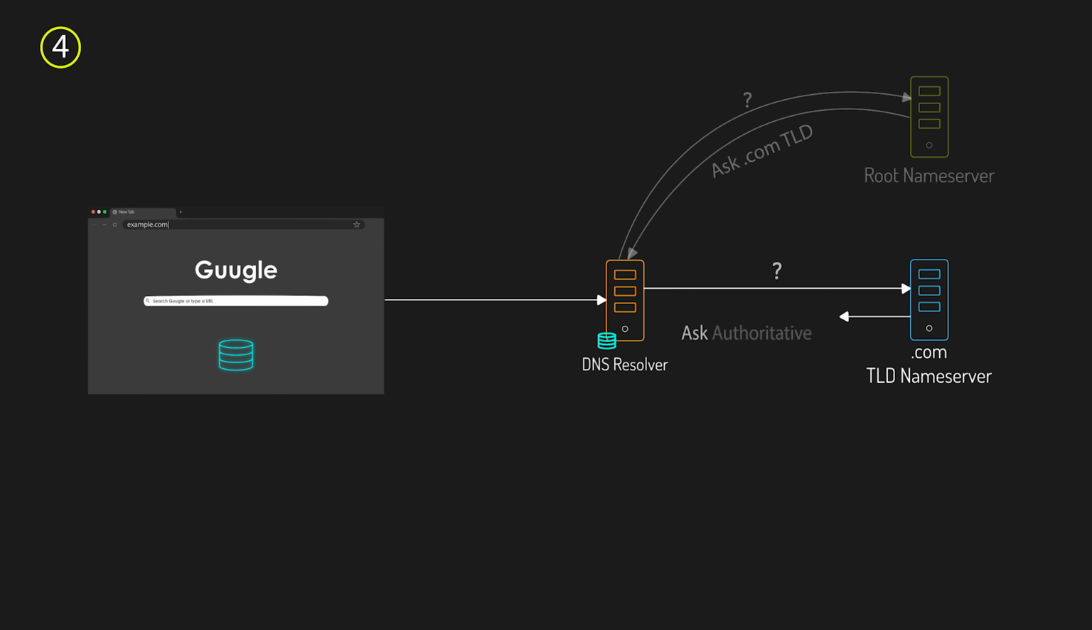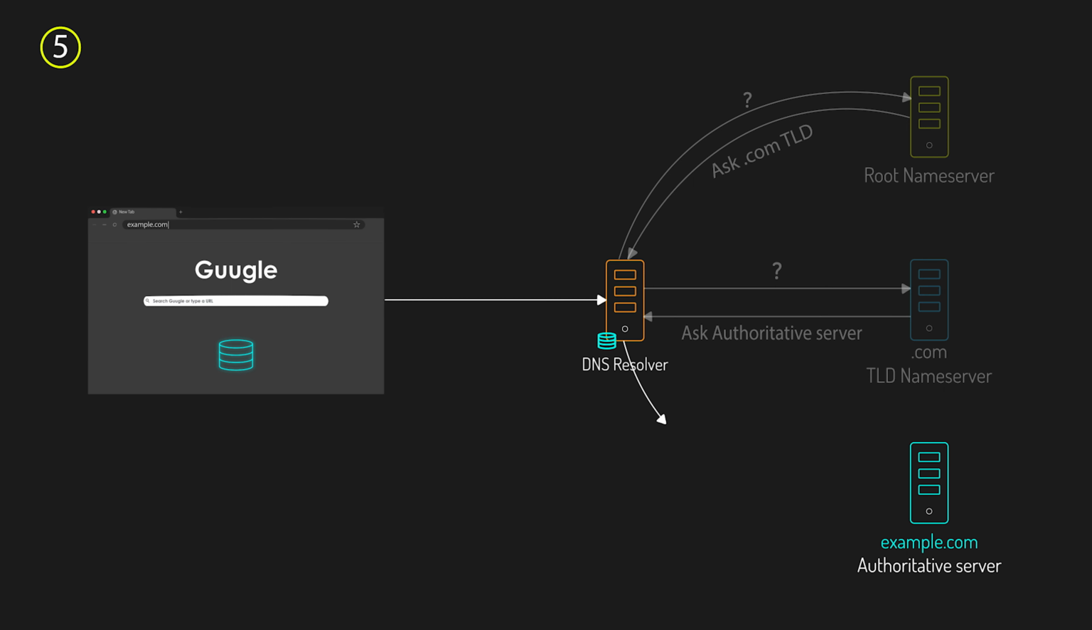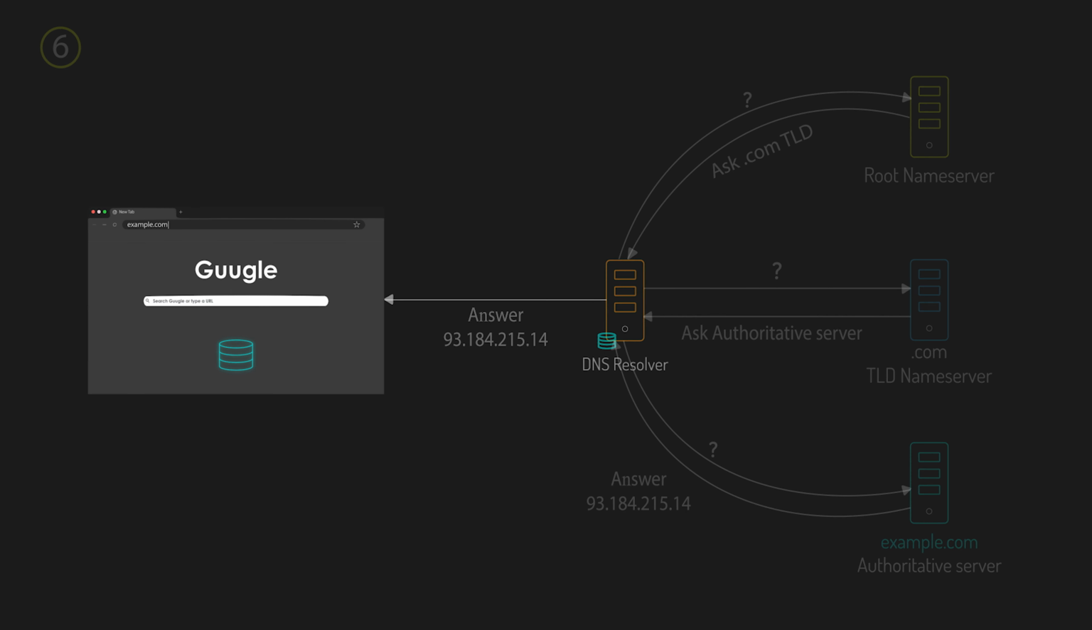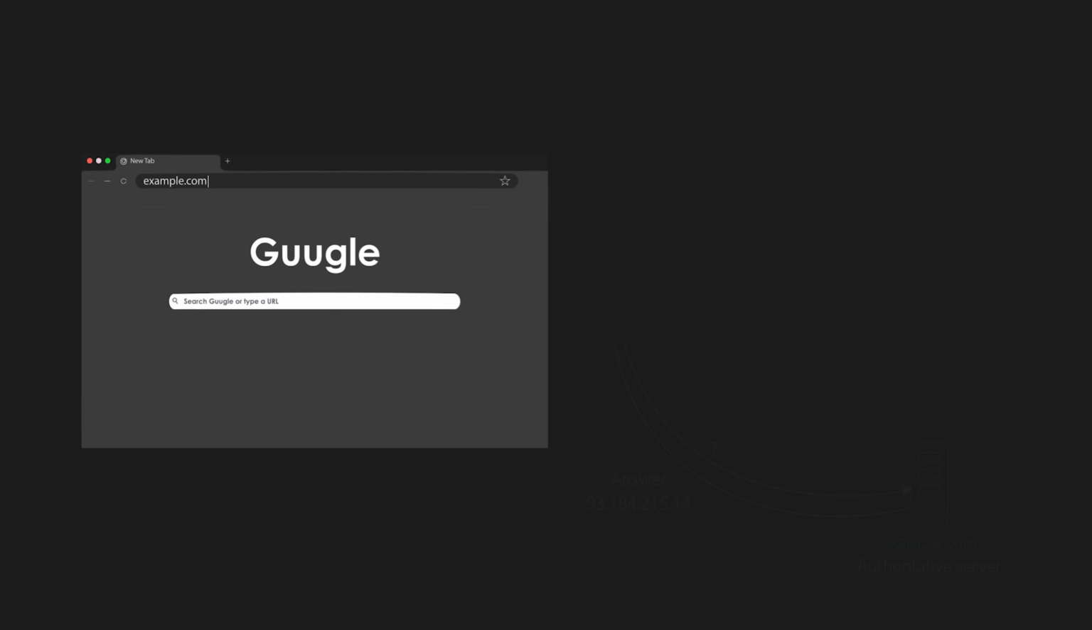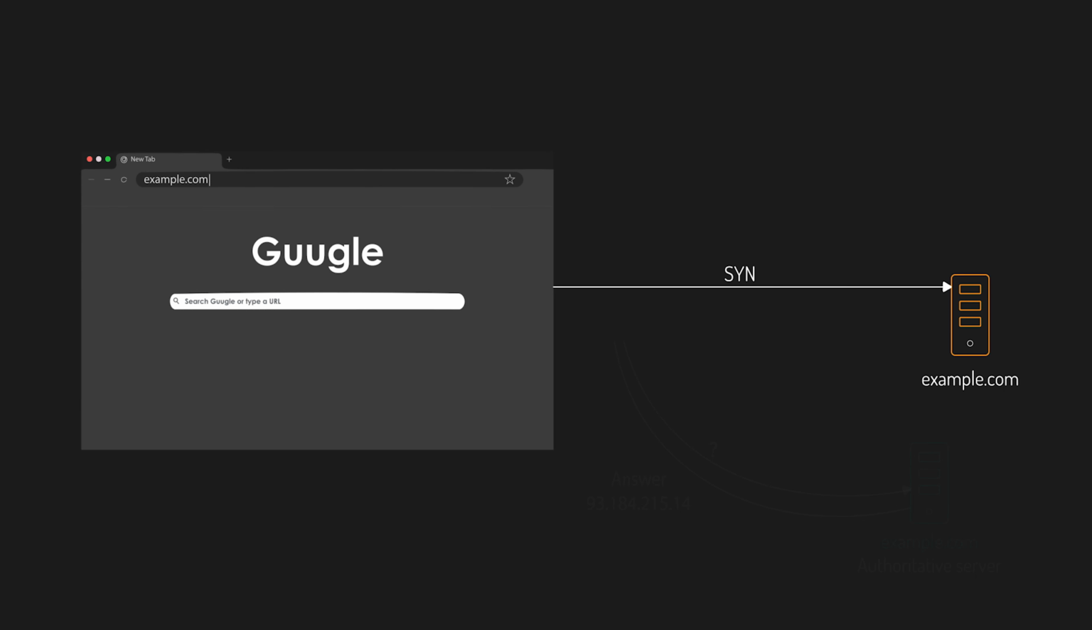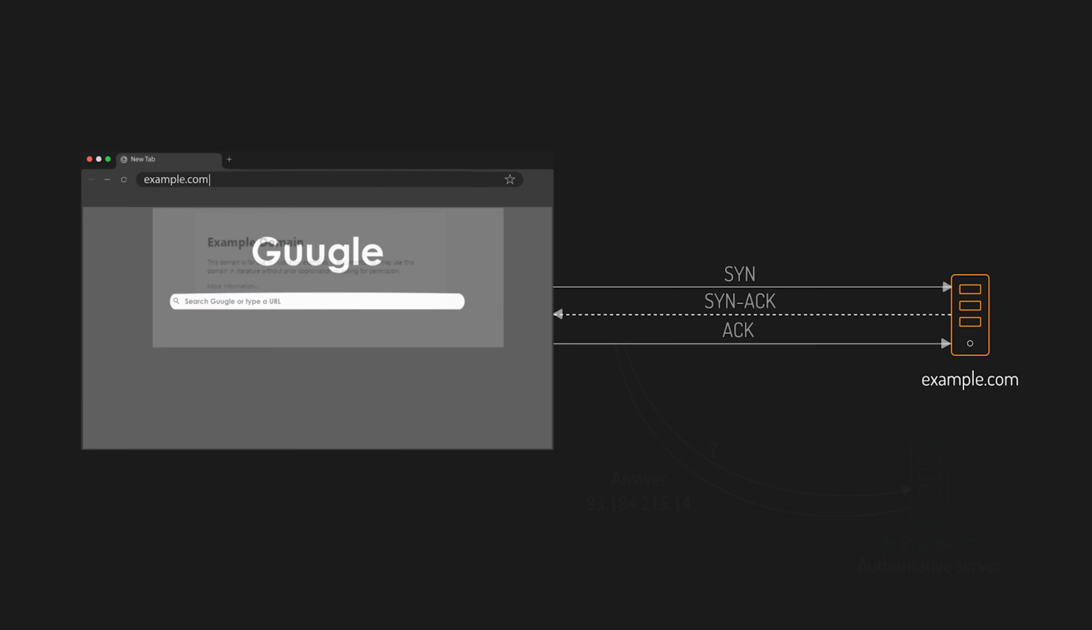The TLD name server refers the recursive resolver to the example.com authoritative name server. The recursive resolver then queries the example.com authoritative name server for the A record and receives the IP address as the answer. The DNS resolver caches the result for the duration of the time to live specified on the record and sends this IP address back to your browser, which can then establish a connection to the website server and load the web page. This entire process happens in milliseconds.